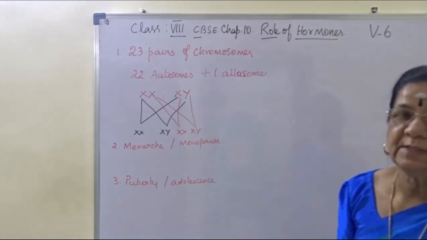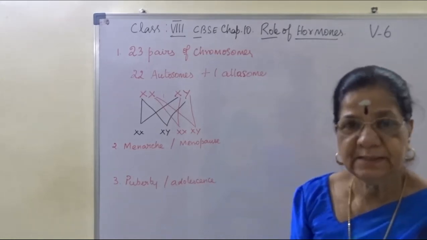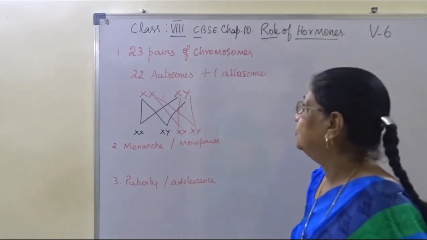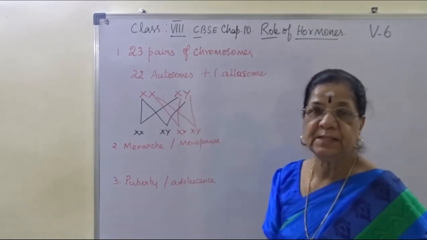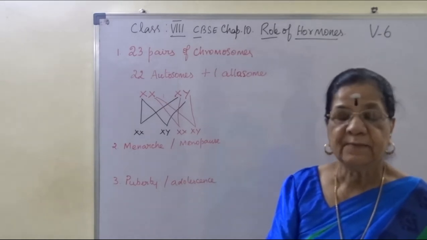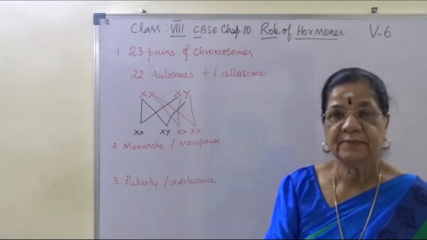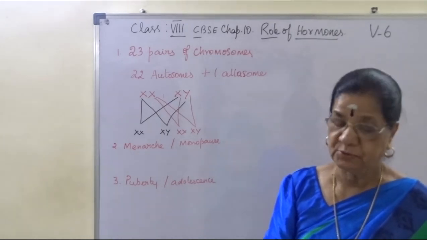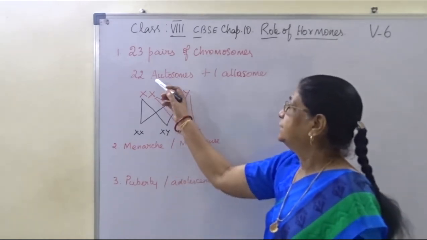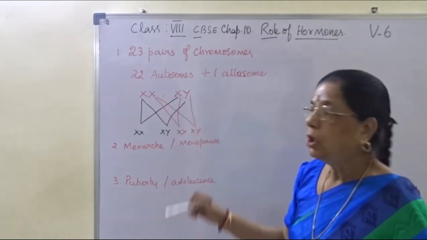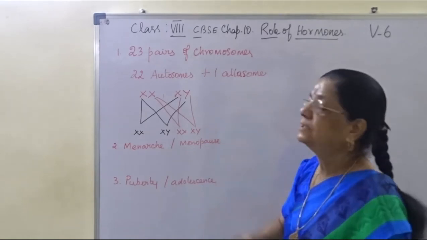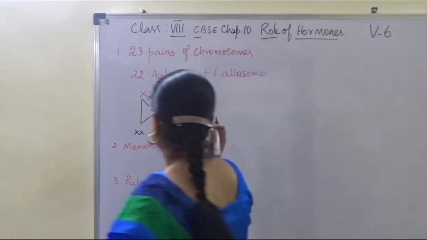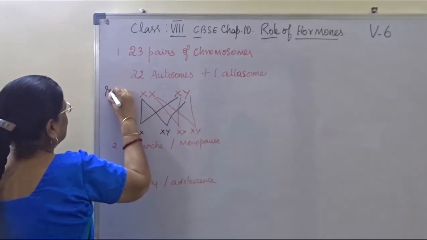Before that, I would like to discuss a little about fundamental principles. Humans have 23 pairs of chromosomes in every cell. Of those 23 pairs, 22 pairs are called autosomes and one pair is known as allosome. This autosome is also called somatic chromosome.